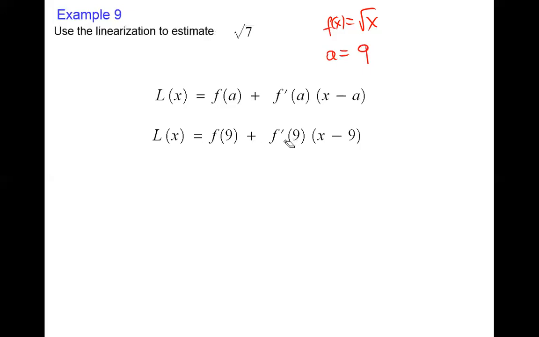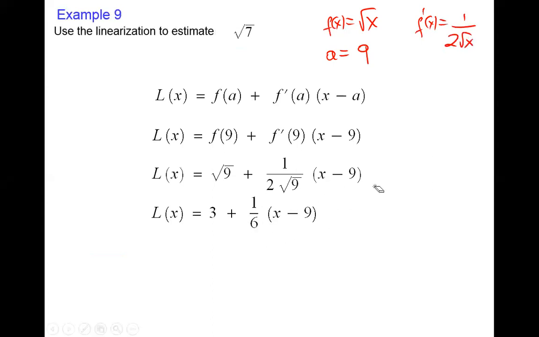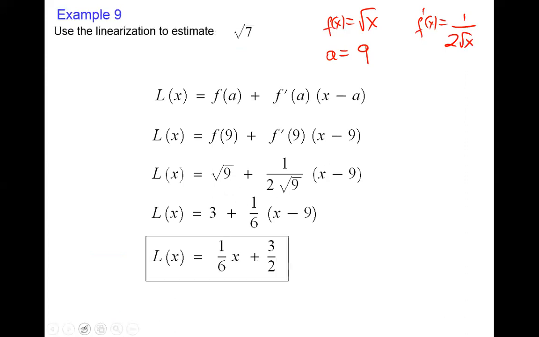f of 9 plus f prime at 9 times x minus 9. The function is square root of x, so square root of 9. The derivative of square root of x is 1 over 2 square root of x, so 1 over 2 root 9. And we can substitute. Also, I did simplify, but what is important is to remember that we can use that form for the approximation. That means square root of x would be approximated by this, because x minus 9 is telling me how far I'm going from number 9. If I want the approximation at 7, I'm moving 2 units left, which will be negative 2.